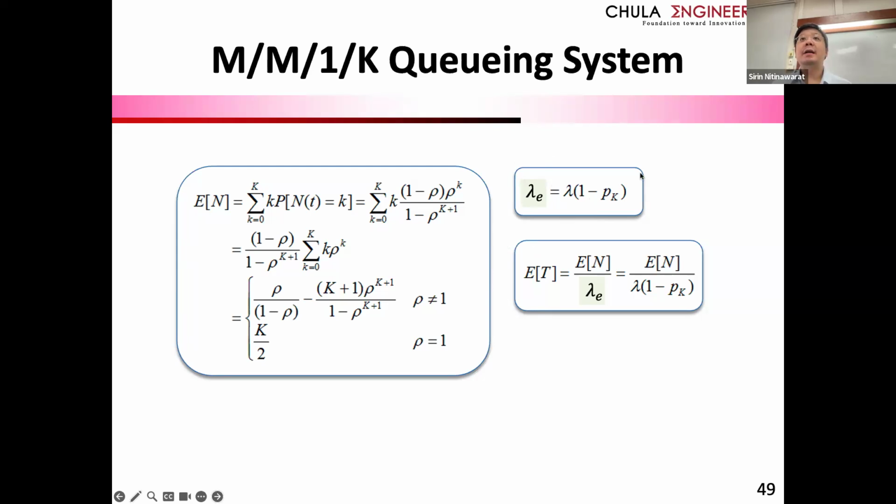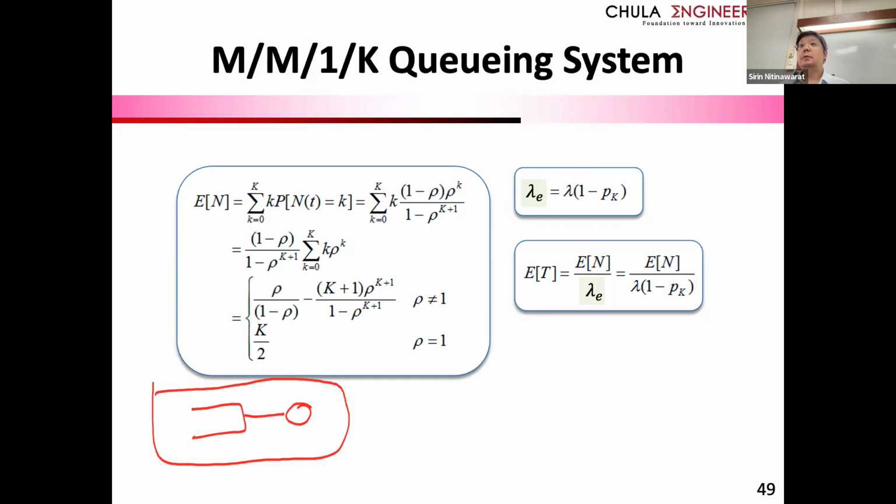What do you think is the implication of that rejection? Remember, when we apply Little's formula, customers are coming in with this rate, and we describe the expected number of customers in the system in terms of the expected time each customer spends in the system.